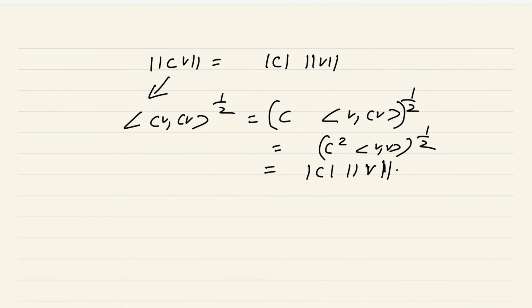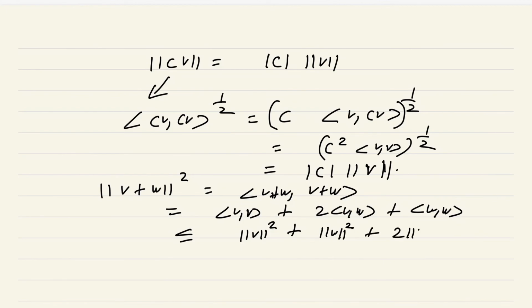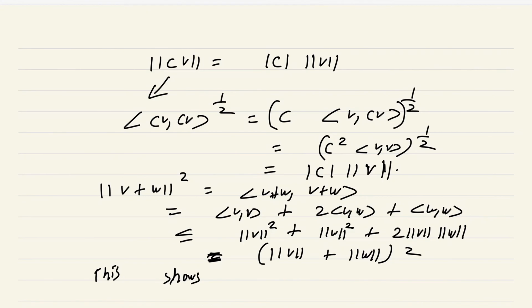Now finally, the triangle inequality is going to be an immediate application of Cauchy-Schwarz. What you do is you consider norm V plus W the whole squared, which is nothing but the inner product of V plus W with itself. Immediately expanding using the fact that this is linear, you will get inner product V comma V plus 2 V comma W plus W comma W. And this is less than or equal to norm V squared plus norm W squared plus 2 norm V norm W, where I have applied the Cauchy-Schwarz inequality. And this is just norm V plus norm W the whole squared, which is what we wanted to show. Okay, so this shows this norm is indeed a norm.